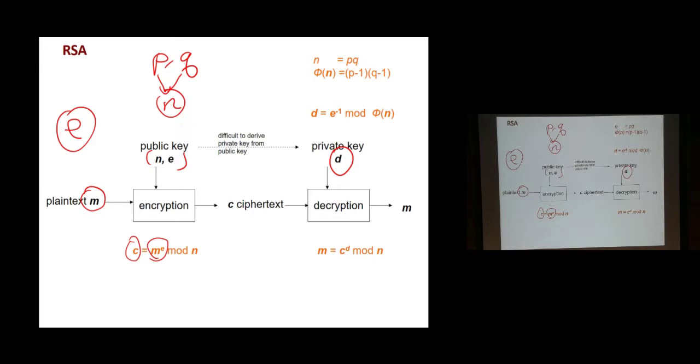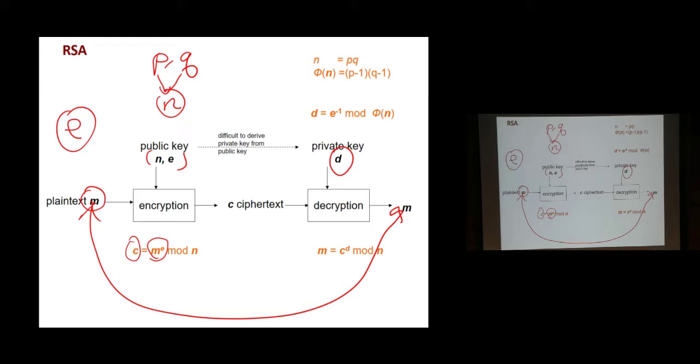Decryption, the algorithm is also the same. You take the ciphertext, raise it to the power of D, and modulo N. It turns out that these two will be the same. On the left-hand side, you raise to the power of E for encryption. E is a public key. For decryption, you get a ciphertext, you raise the power of D, then you get the plain text.